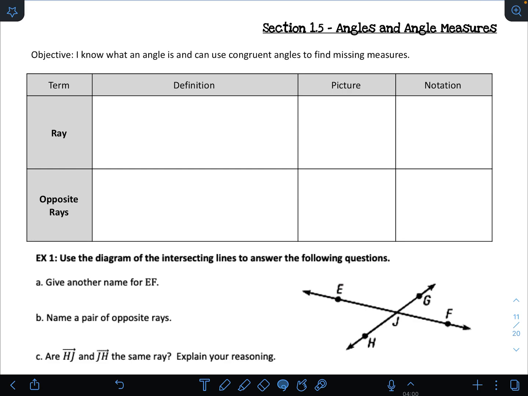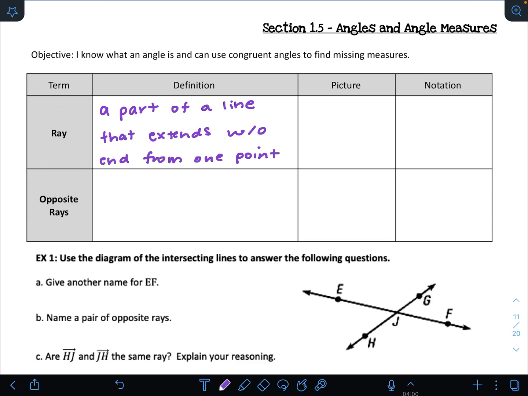So first we're going to add a couple terms to our dictionary, which starts with ray. A ray is a part of a line that extends without end from one point. And a ray acts a lot like a sun's ray in that it starts from a single point and goes in one direction forever and ever.